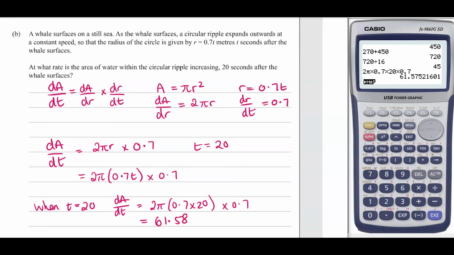So that is 61.58, and we'll pop the units in. We are measuring in meters, so that area will be meters squared, and the time was per second.